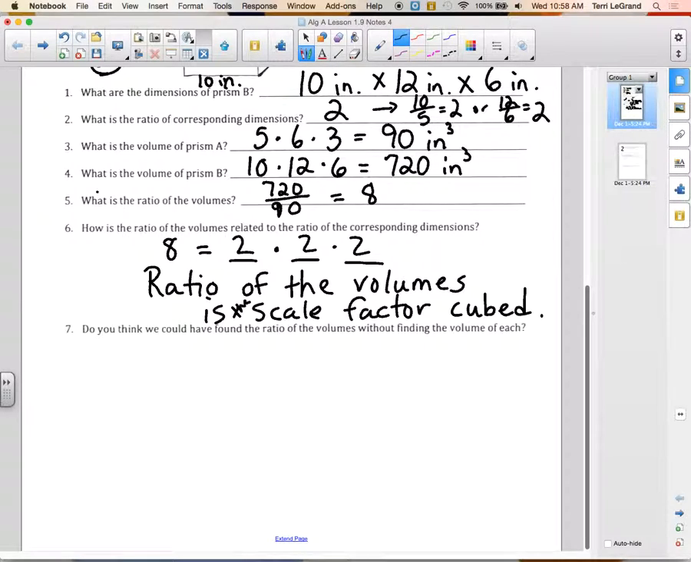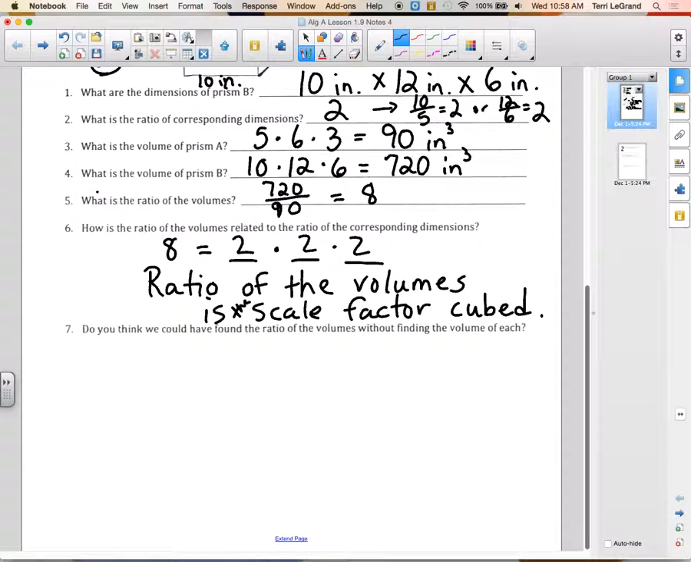So, knowing that now, do you think we could have found the ratio of the volumes without finding the volume of each? Not going through all that work and having to find the volumes. When we were just here talking about this 3 by 3 by 3 compared to the 1 by 1 by 1, we said that the scale factor is what again? 3. Did we worry about finding the volume of either of them? No, we said that they would go in there 3 times 3 times 3, the scale factor cubed. We said 27 of these should fit in there. And if I had 27 of them, you could prove that it actually does.